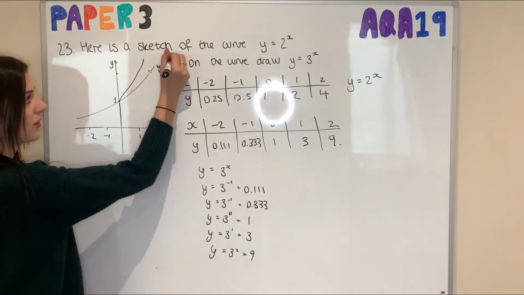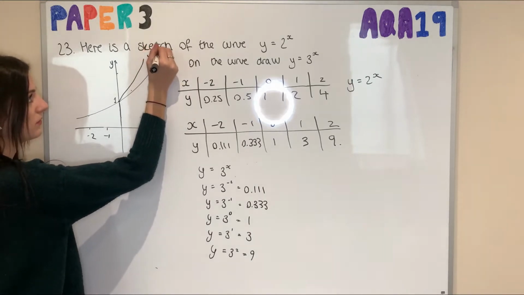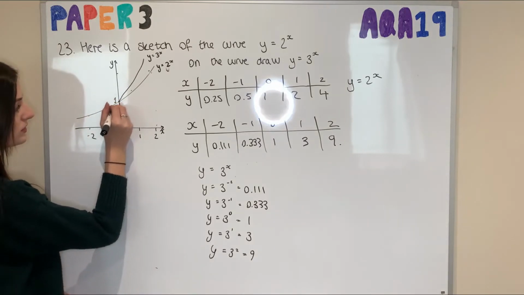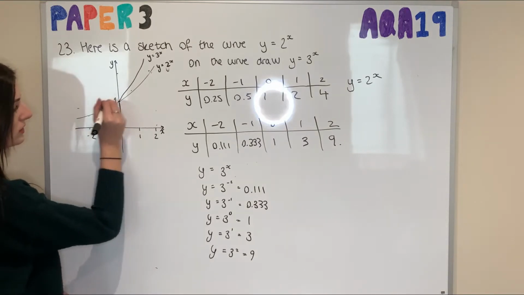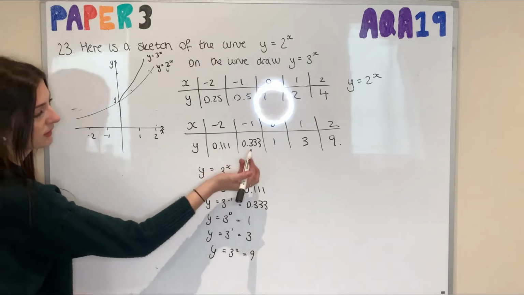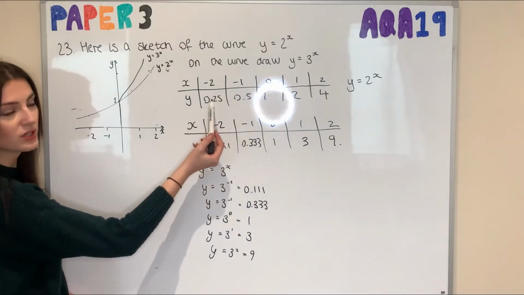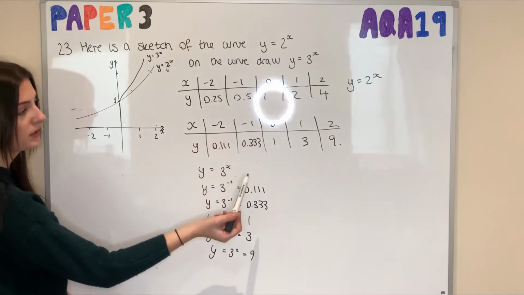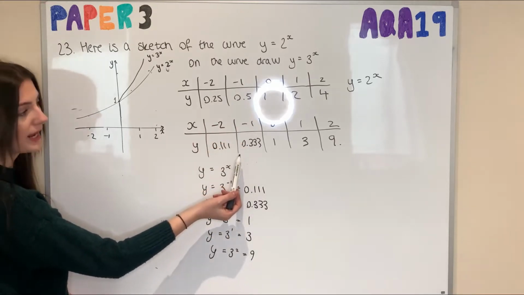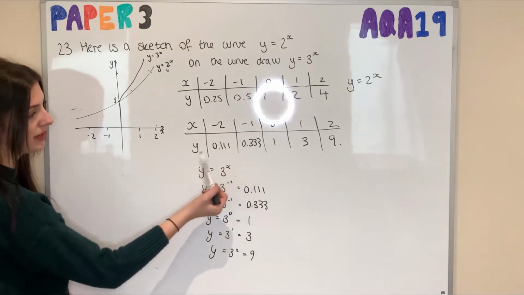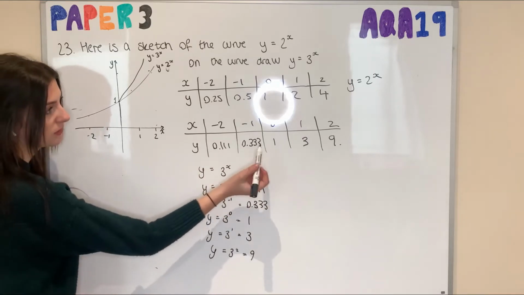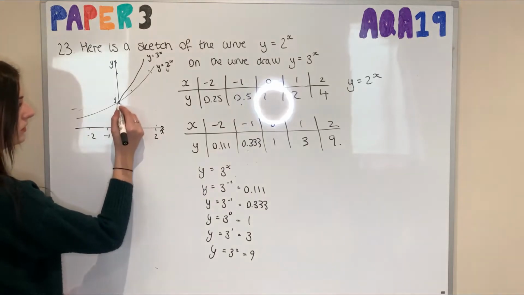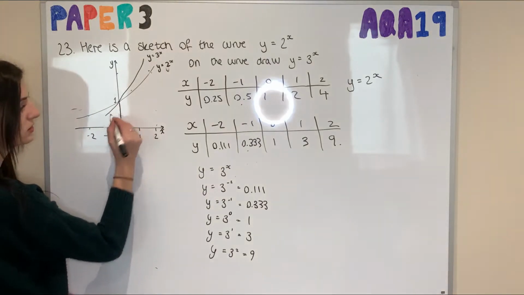So we know that the new line will be higher than our y equals 2^x. This is y equals 3^x. However, we don't know whether our line will continue to go lower or continue to go higher. So let's see. So for y equals 2^x, when x equals -1, our y is 0.5. And for our y equals 3^x, when x is -1, our y is 0.33. So we know that this value is lower than this value. So we know that this line continues lower.